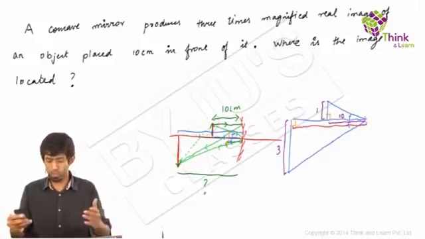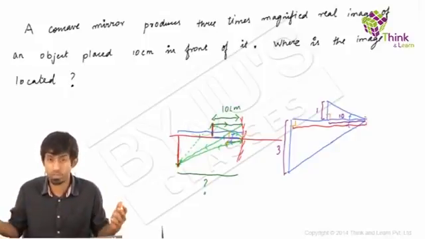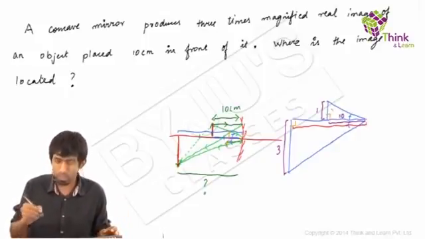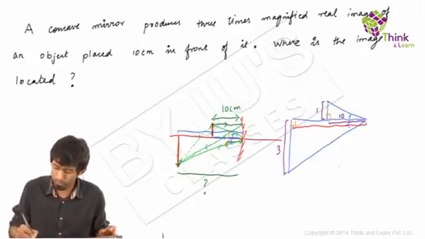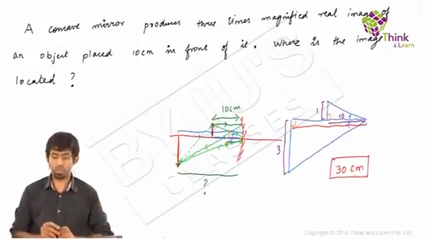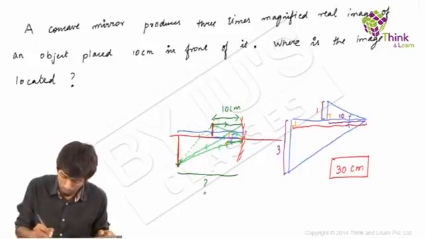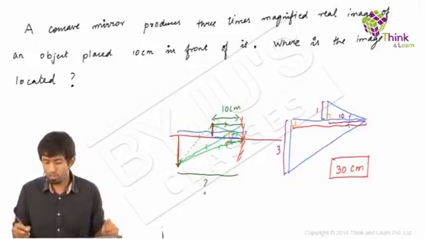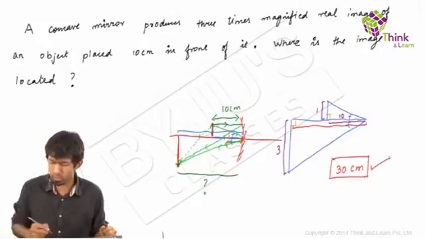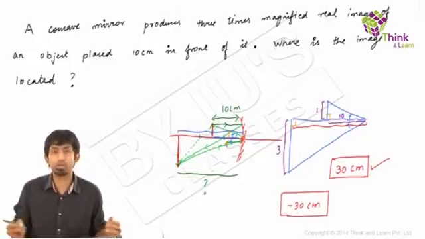What do we know? The ratios have to be similar. That's why it's a similar triangle; all the sides are proportional. So if that is 1 and this is 3, and this is 10, this has to be 30 centimeters. And great, we're done, right? That's pretty much what the question asks. Where is the image located? 30 centimeters away from the pole of this mirror towards the left side. So if you represent this with the convention that you've learned, it'll be minus 30 centimeters. In other words, this minus 30 will only convey what?